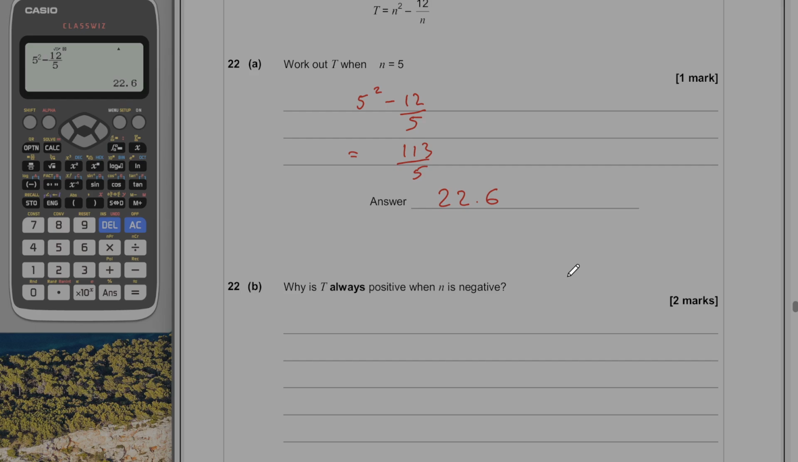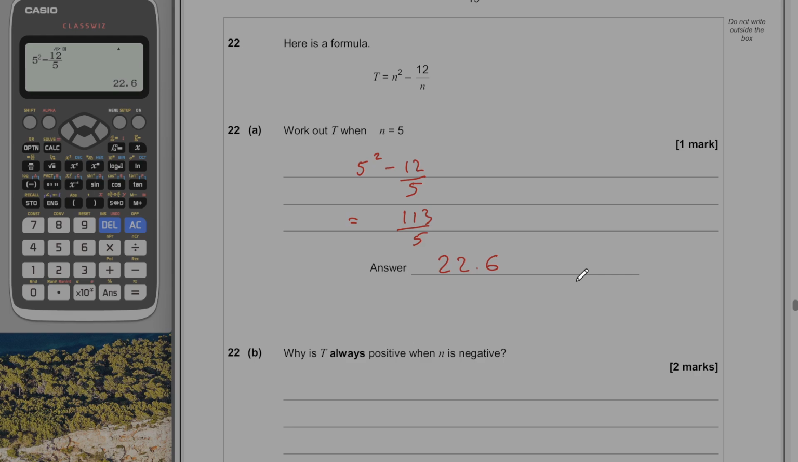Why is t always positive when n is negative? So when n is negative, this kind of refers to a skill that we've already done. N squared will always be positive.